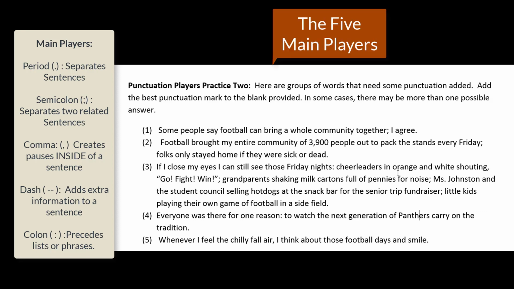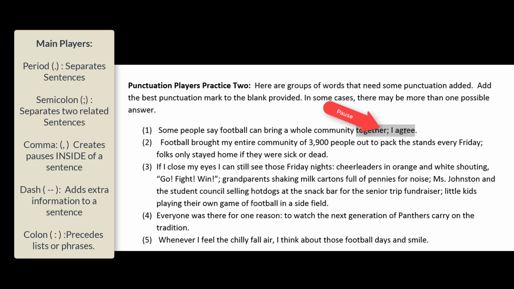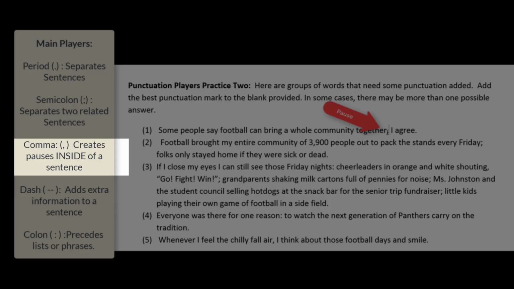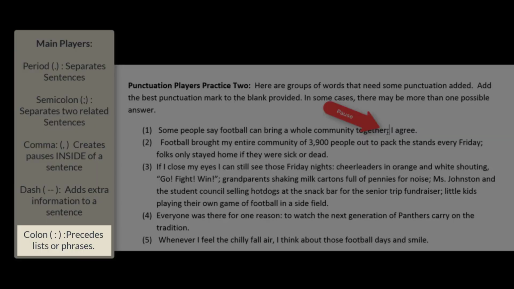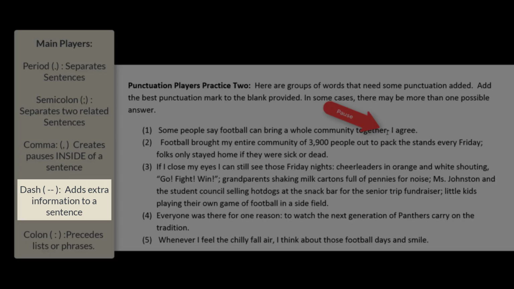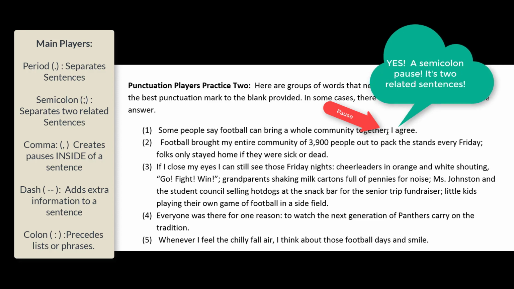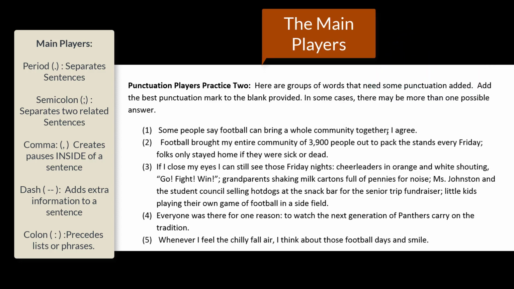This is how the 5 main players work. You figure out where there's a pause, and then you just go through the list in your head. Okay, is this a period pause? Is this a comma pause? Is this a colon pause? Is this a dash pause? Or is this a semicolon pause? That's how the players work. And I hope this little video has helped you kind of get started on figuring out where there's a pause, so you know there's a cause, and then thinking through what type of pause it should be.